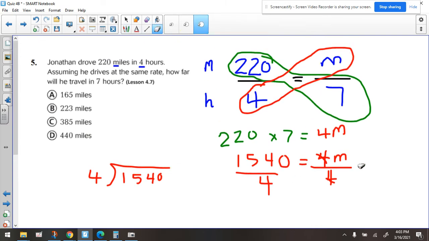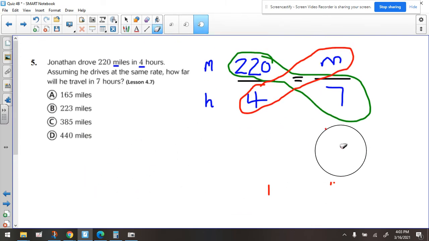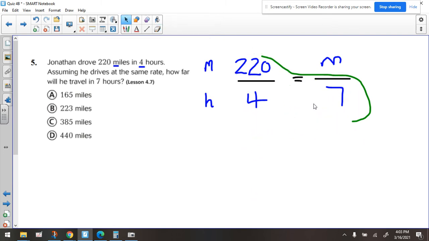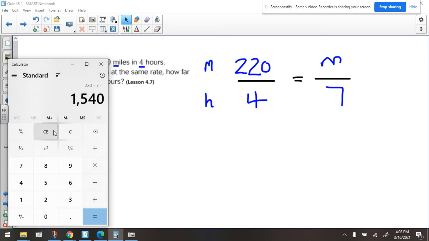Let me erase all this. And let's go back to that idea of unit rates. Let's get rid of that and get rid of this. All right, so if we reduce this ratio, then we might find how many times 4 goes into 220. So let's again use the calculator for that. 220 divided by 4, and we get 55.